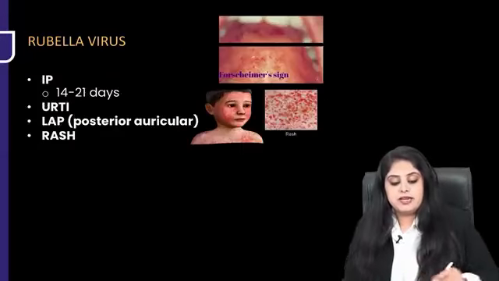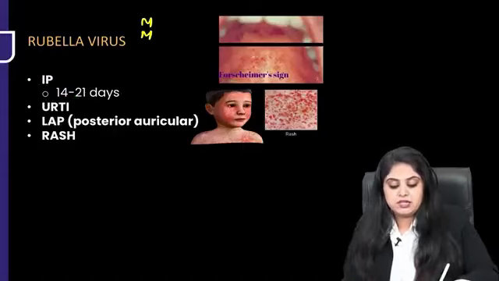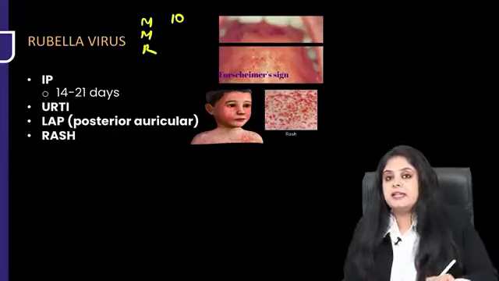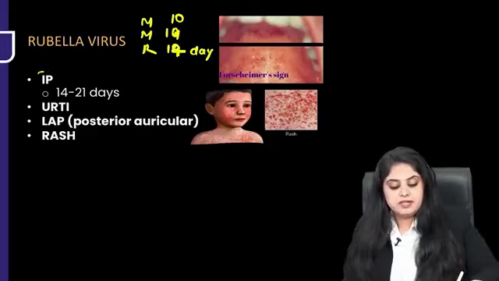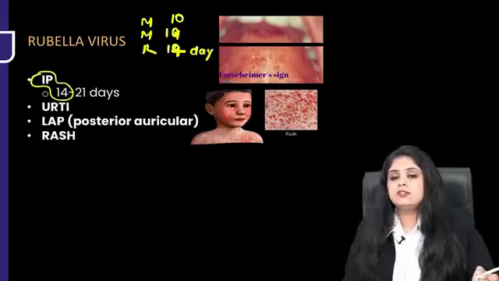So if we study rubella, firstly, what is the incubation period? Again, let me ask you your mnemonic: measles, mumps, rubella. First 10, then 10 becomes 19, and then 19 becomes 14. So what is the incubation period for rubella? We have 14 days.